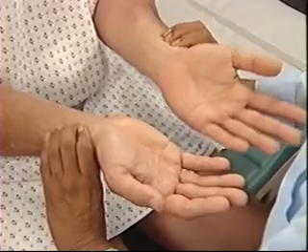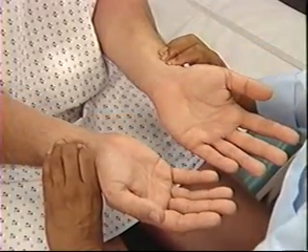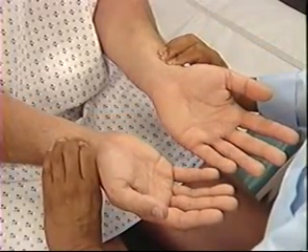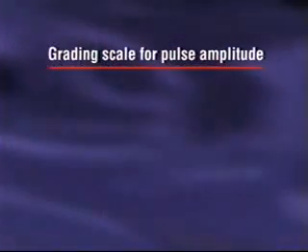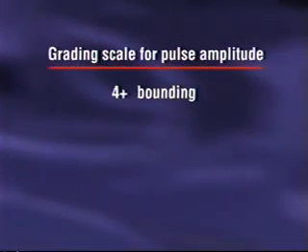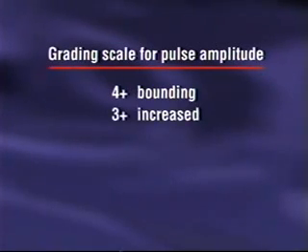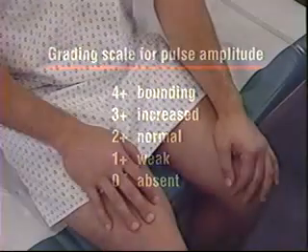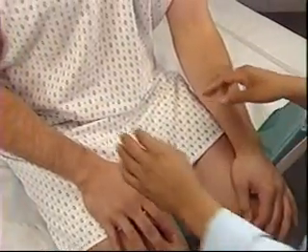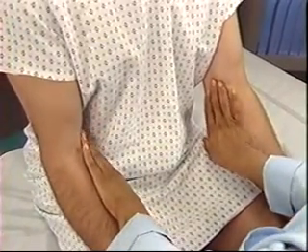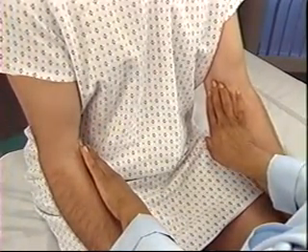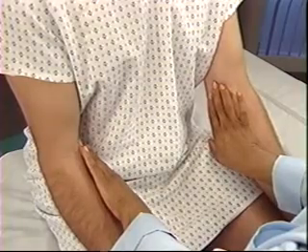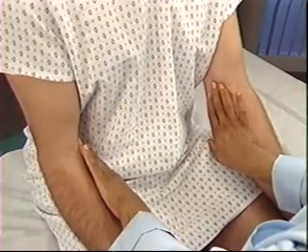Next, palpate both radial pulses, noting their rate and rhythm. Grade the pulse amplitude on a 4-point scale, in which 4+ is a bounding pulse, 3+ is increased, 2+ is normal, 1+ is weak, and 0 is absent. Next, palpate the brachial pulses in the antecubital fossa, just medial to the biceps tendon. Their amplitude should be equal bilaterally.